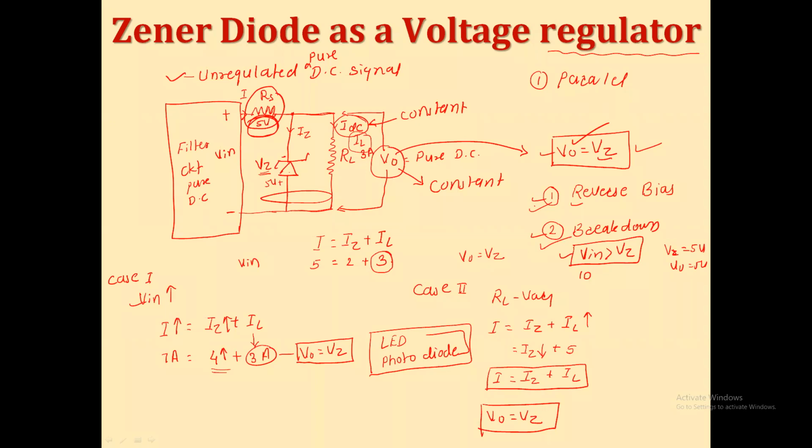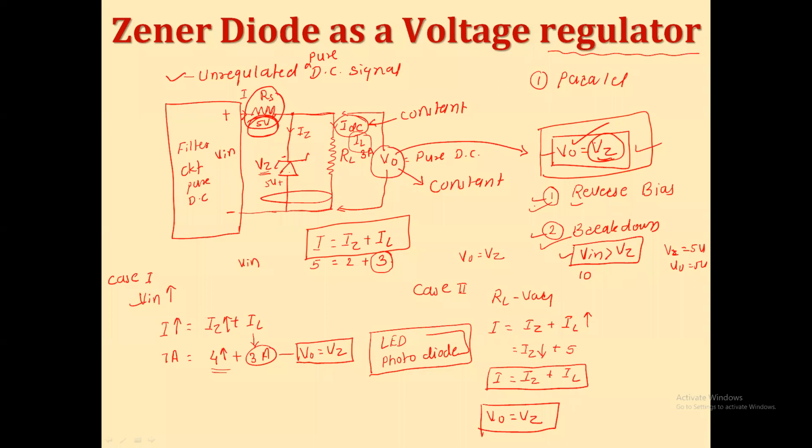Get my point? The third MCQ is based on this equation: I is equal to IZ plus IL. Is it right? And the fourth: when the Zener diode acts as a voltage regulator, the output voltage V0 is equal to VZ, the output voltage is always equal to the Zener voltage. Such types of MCQs are always asked in the university exam, so you should be prepared for it.